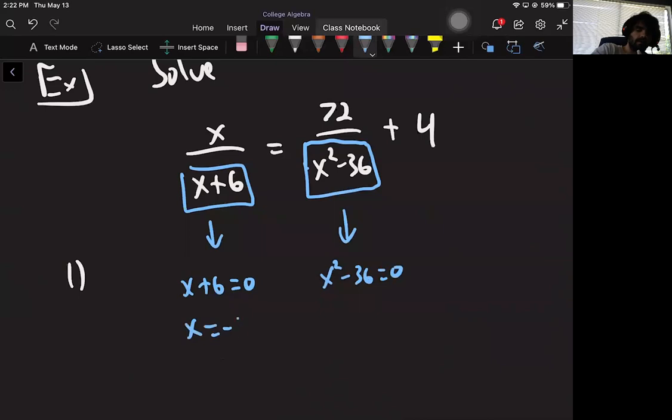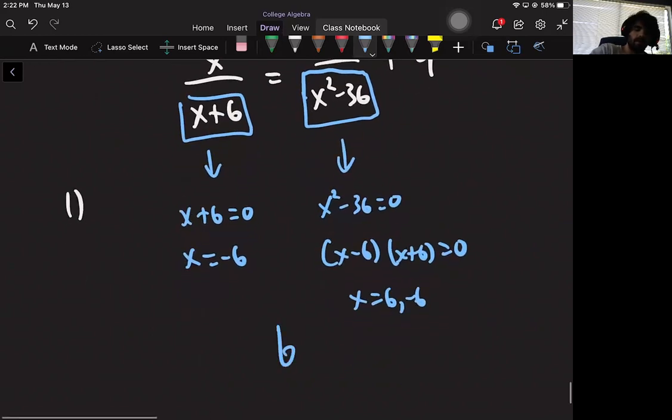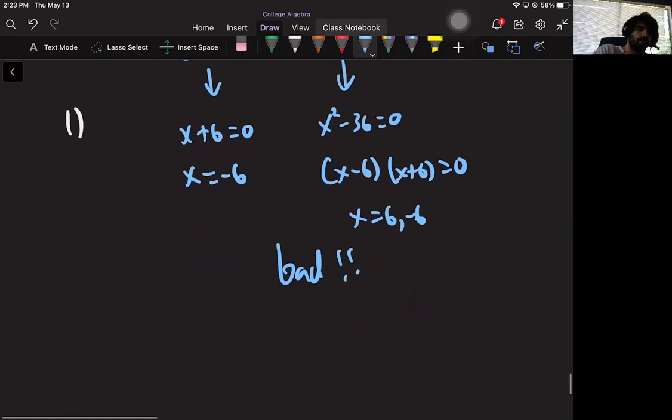So here I'll get -6 is bad, and here this factors into x minus 6, x plus 6. So I get 6 and -6. These are all the bad x values. 6 and -6 cause division by 0, so we do not want them.